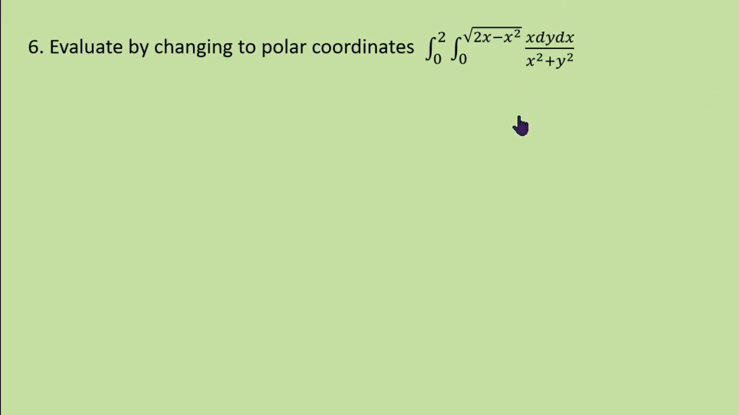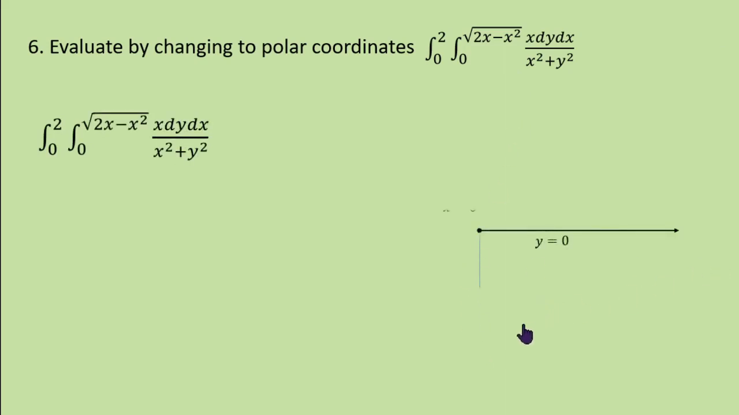Here, first you check the given region in Cartesian form. X-axis, y-axis. X-axis means y equal to 0. Y-axis means x equal to 0. X varies from 0 to 2. X equal to 0, this is the line, and x equal to 2. In between x equal to 0 to 2, y varies from 0 to root 2x minus x square. See here, y varies from 0 to root 2x minus x square.